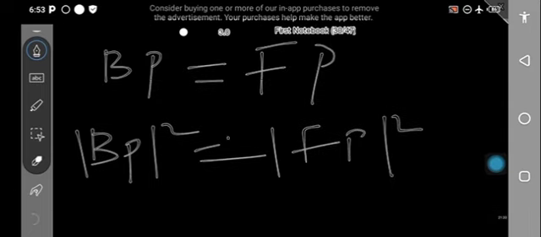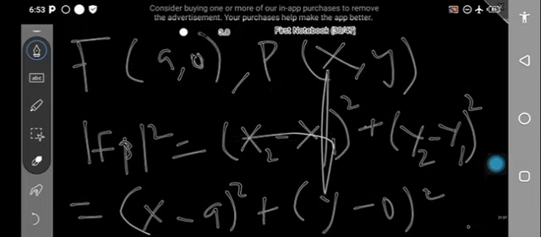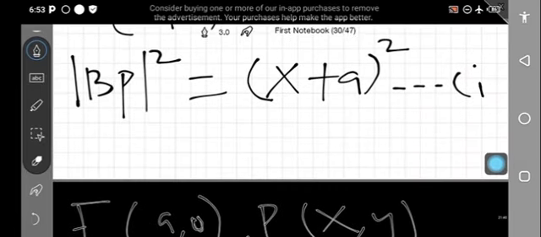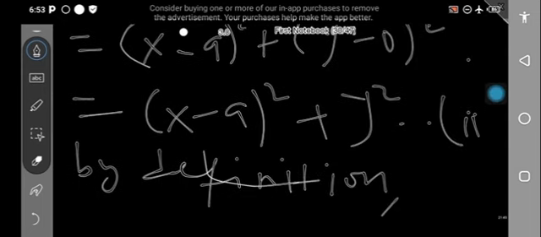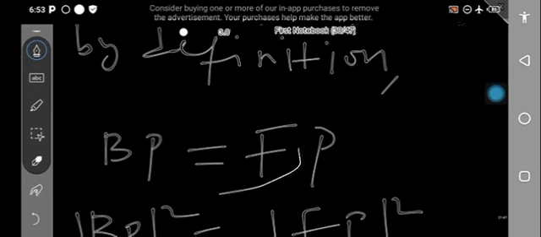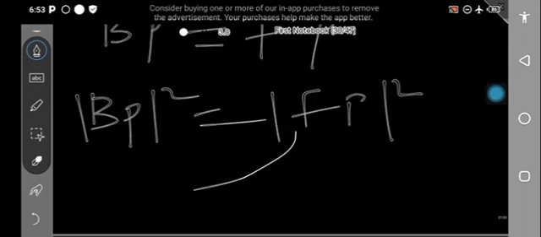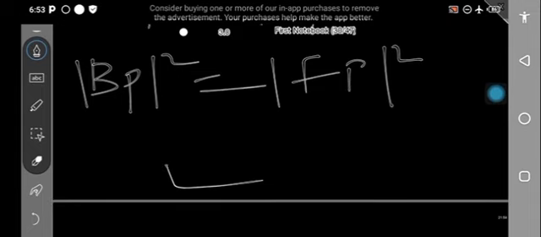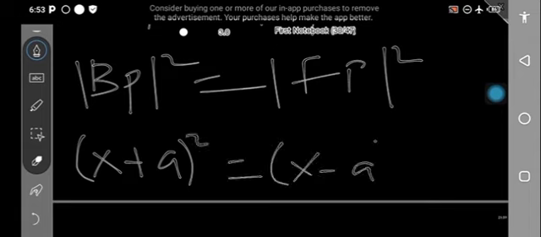Alright, so now we equate 1 and 2. This is equation 1, and this is equation 2. So we are going to equate them now. We have that (x plus a) all squared equals (x minus a) squared plus y squared.